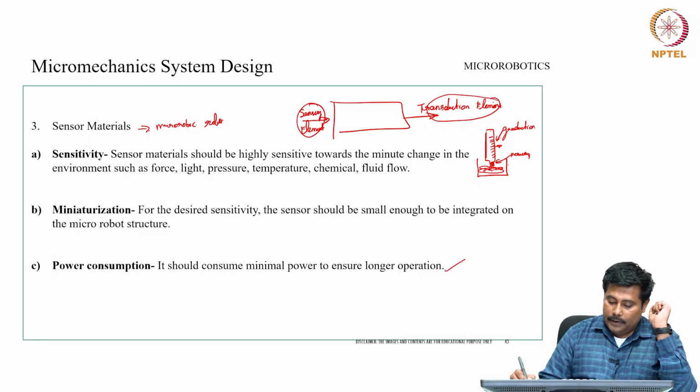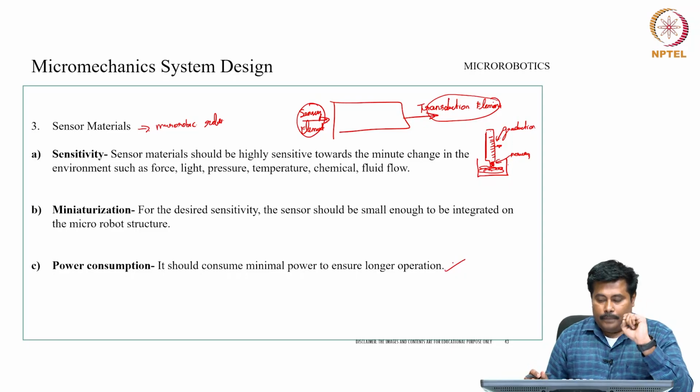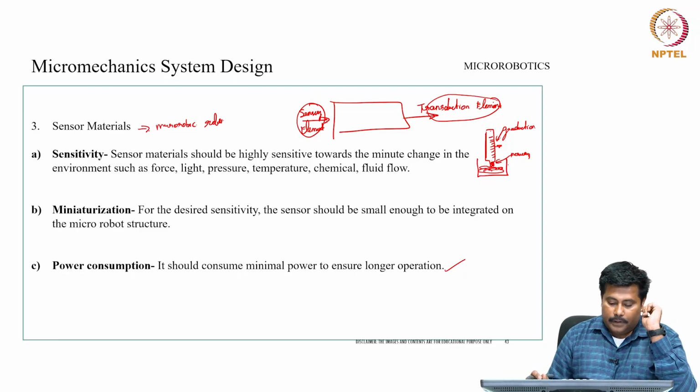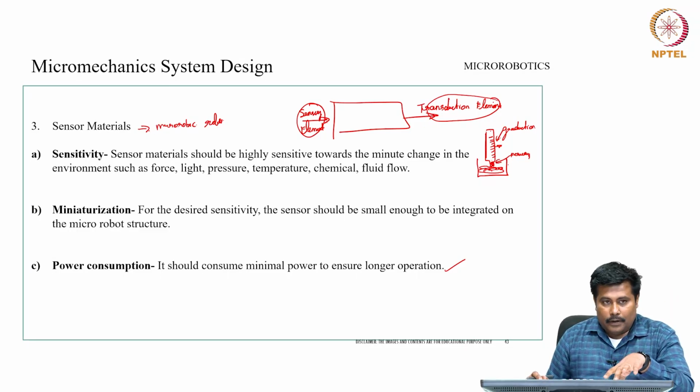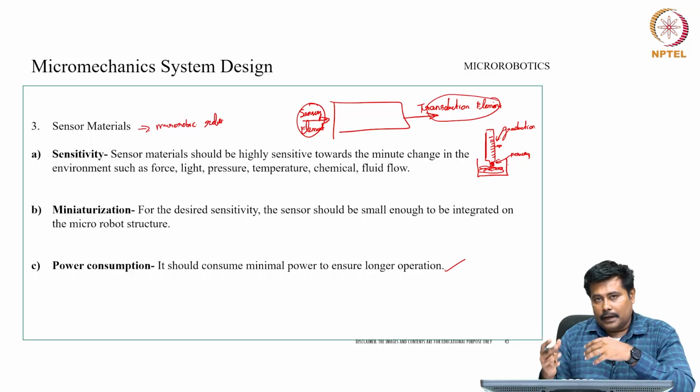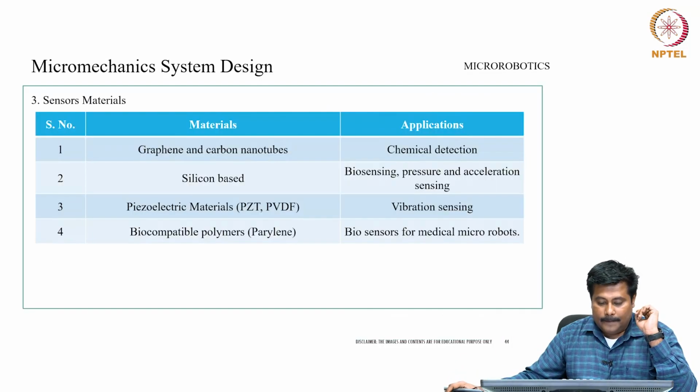The third important parameter is minimal power to ensure longer operation. So, power consumption plays a vital role with reference to these sensing systems, so that appropriate characteristics can be deployed and the overall characteristics can be studied in detail.